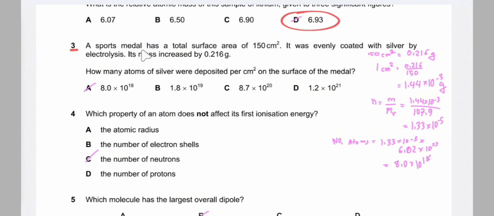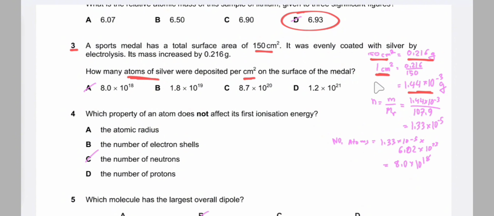3. A sports medal has a total surface area of 150 cm². It is evenly coated with silver. By electrolysis, its mass increases by 0.216 gram. How many atoms of silver were deposited per centimeter square on the surface of this medal? So we need to find the number of atoms per centimeter square. That means in 150 cm² there is 0.216 gram. So for 1 cm², 0.216 by 150 gram.